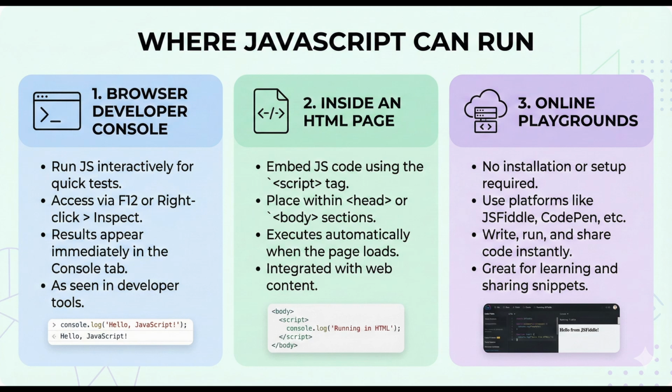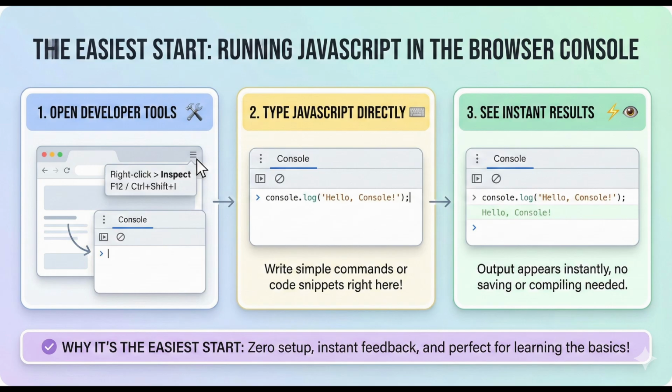Let's start with the easiest option, the browser console. Open your browser, open Developer Tools, and go to the Console tab. This console is a place where you can quickly test JavaScript. Now look at the screen and type this: console.log("Hello JavaScript"). Press Enter and you'll see the text printed immediately. This is your first JavaScript output.